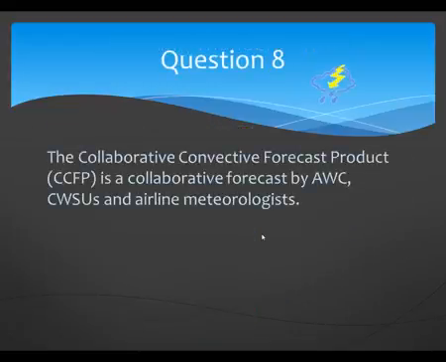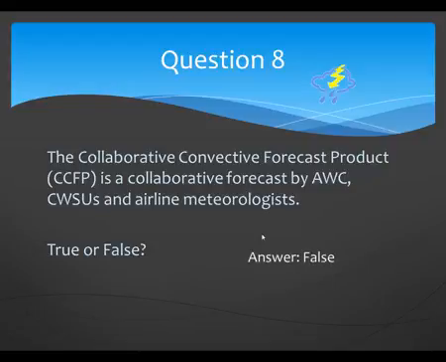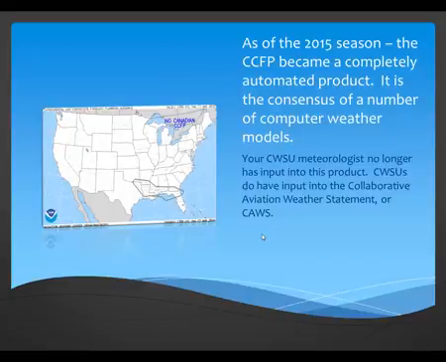So question 8. The Collaborative Convective Forecast Product, or CCFP, is a collaborative forecast by AWC, CWSUs, and airline meteorologists. Is that true or false? And the answer is false. Since 2015, the CCFP has been a completely automated product. It is the consensus of a number of computer weather models. Your CWSU meteorologist no longer has input into this product.